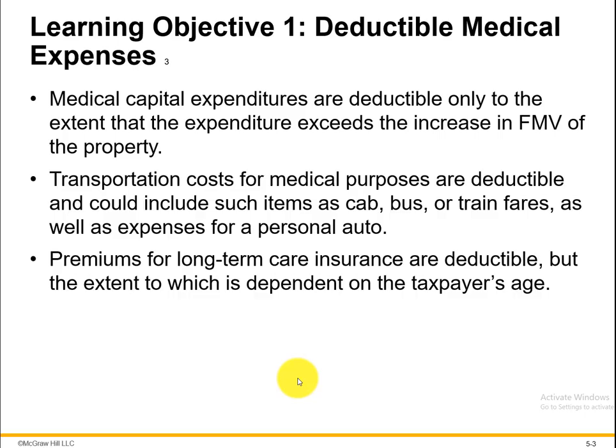Premiums for long-term care insurance are deductible, but there's a schedule for how much based on their age. Basically, the idea is, you think of long-term care insurance, you pay in as insurance, and then if you end up in a nursing home or someplace like that, then the long-term care insurance will pay for your care.